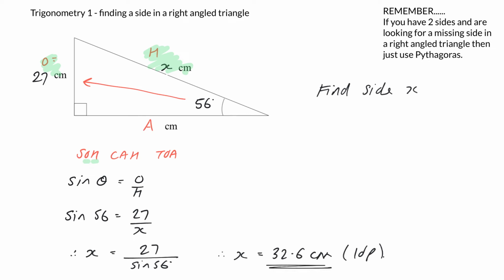Now, one of the things you ought to do on all of your questions is to decide whether you think the answer is sensible. So in this case, this x is the hypotenuse, which is this side here. Now we know that hypotenuse should be longer than the other two sides. Well, we haven't got the adjacent, so we can't check that. But actually, 32.6 is longer than 27, therefore that seems like a sensible answer. Always worth that check.